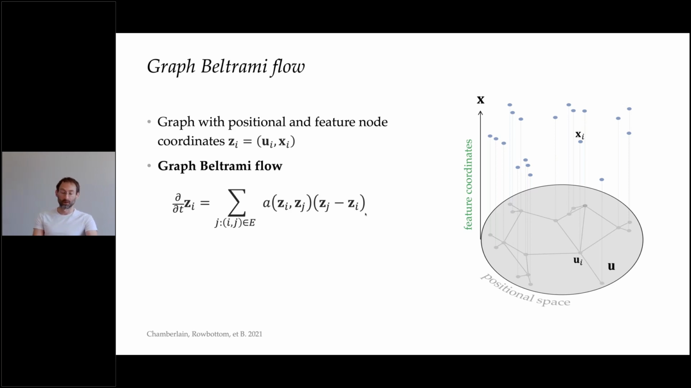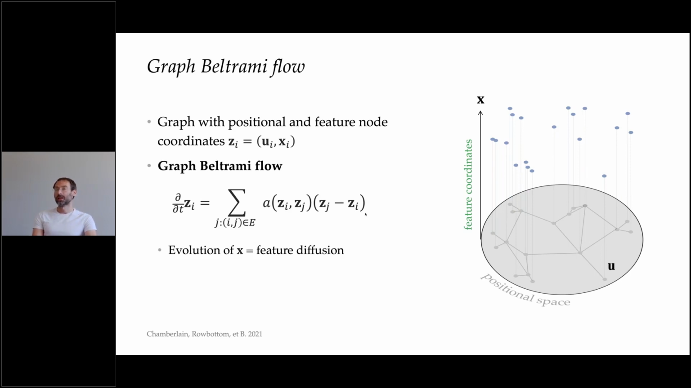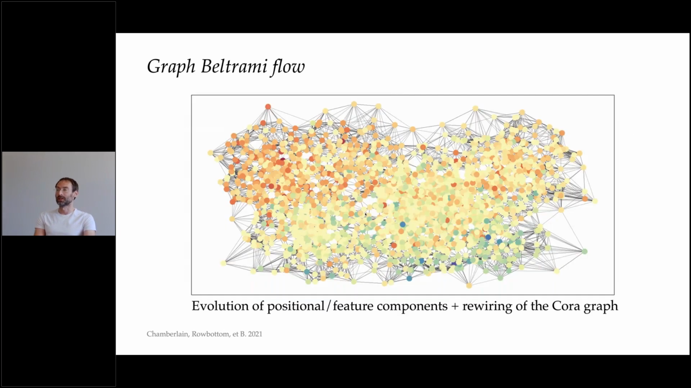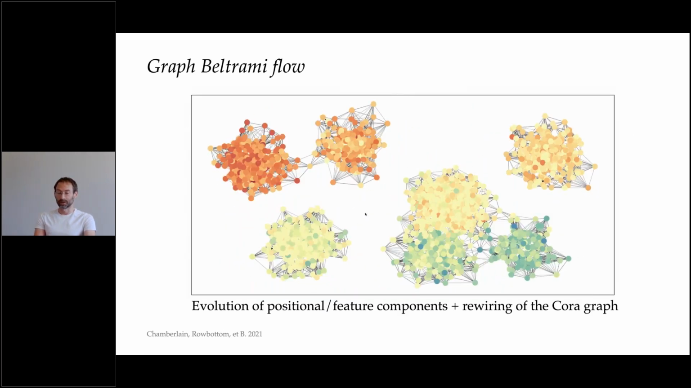So this is what we call the graph Beltrami flow, and the evolution of the feature coordinates, the X component, is the standard feature diffusion that we see in graph neural networks, but the evolution of the positional encoding amounts to graph rewiring, because if we see that the positional coordinates of two nodes, for example, become closer, we can decide during this evolution to add an edge there to facilitate the propagation of information. And maybe this picture shows it in a better manner.